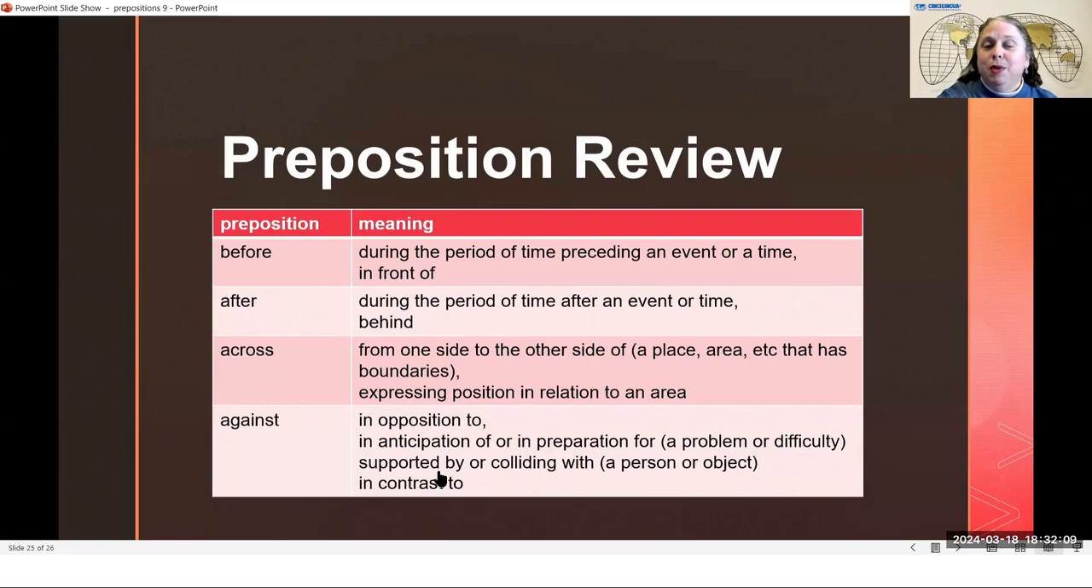Against can mean supported by. Something is holding something else in place. The ladder was supported by the wall. The woman's head was supported by her friend's shoulder. Supported by, held in place by.